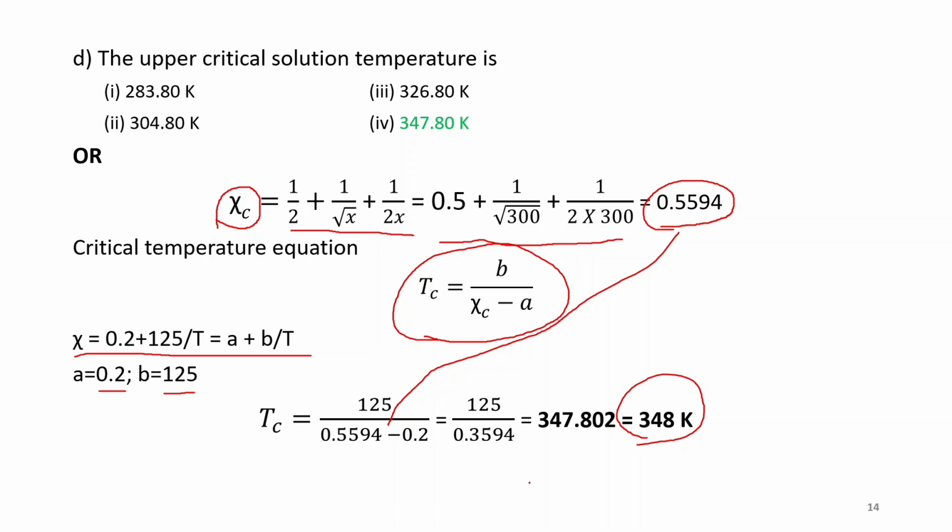So we get the same answer from this approach. 347.8 Kelvin is the correct answer, and we can either apply the critical temperature equation directly, or first calculate chi at the critical temperature and then put it into the critical temperature equation and calculate, right? So are you solving the question with me and understanding it, or do you have any other doubt?